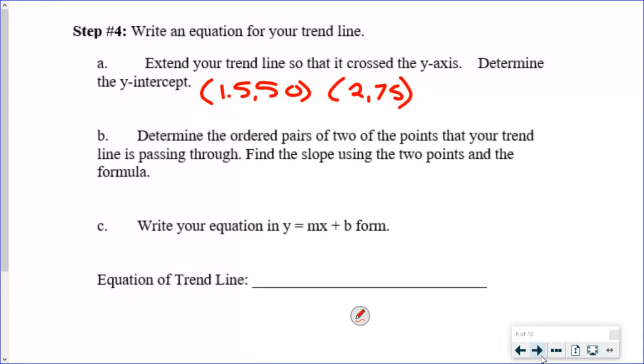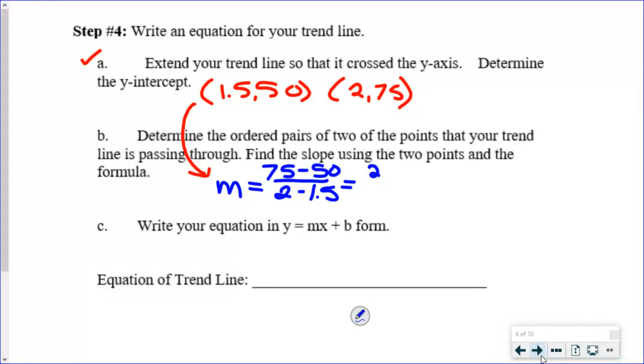Oh, sorry, this was supposed to go here. This just said check, extend the line through the y-axis. Do your ordered pairs. Now we're going to write the ordered pairs in slope-intercept form. So remember, you've got to start with slope. So my slope is y minus y over x minus x. Yours might be different. Now find your slope.